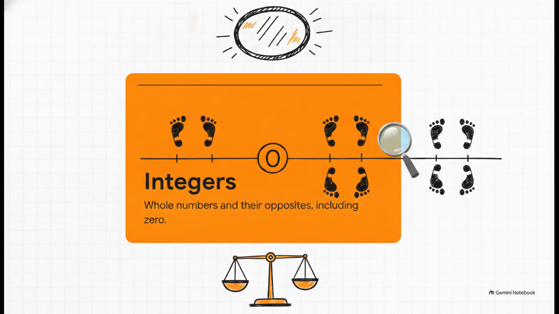Think of integers kind of like a mirror. If you step forward 3 paces, that's a positive 3. Step backward 3 paces, that's a negative 3. They are whole, complete steps. And 0 is exactly where you started before you moved at all. It represents a state of being perfectly even. Literally, no gain and no loss.